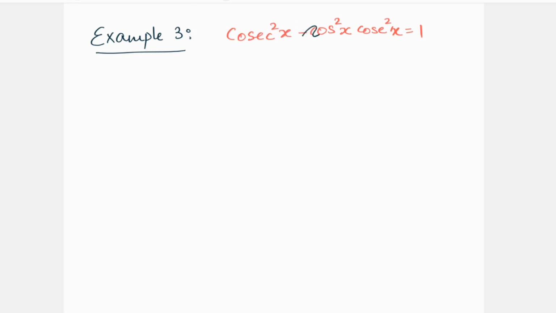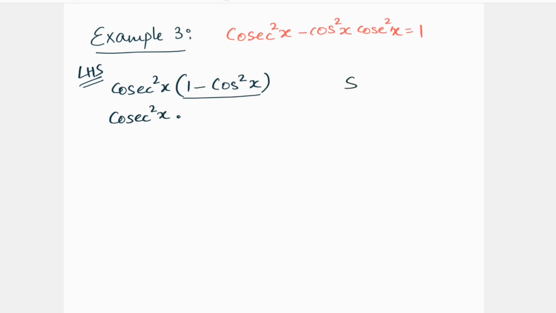So we have cosec square x minus cos square x times cosec square x is equal to 1. So let's take cosec square x common. We'll be left with 1 minus cos square x, right? So we are doing the left hand side. Now again, we know that 1 minus cos square x, from the Pythagorean identity, will be equal to sine square x, right? And we are going to substitute that here.